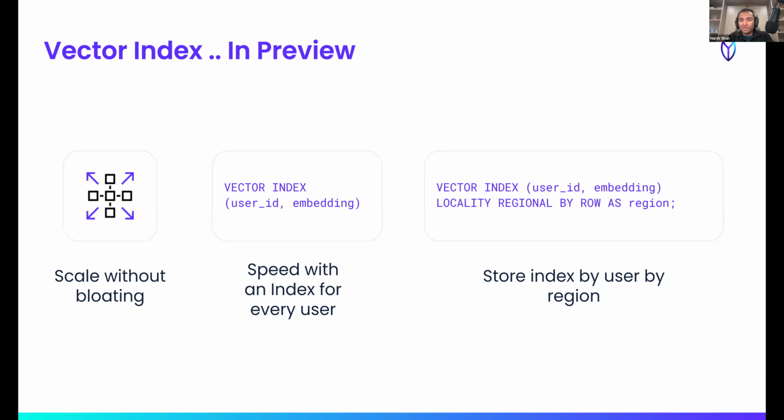So the vector index is in preview. I'm not going to say when it's going to go GA, but soon. What that allows you to do is scale without bloat and speed up searches because the data is indexed, and you can store these indexes by user and by region as well. So if you're doing very specific searches, you have that granularity in defining those indexes to give you the best performance that you need for your use cases. So that is what we're doing from the vector store perspective.